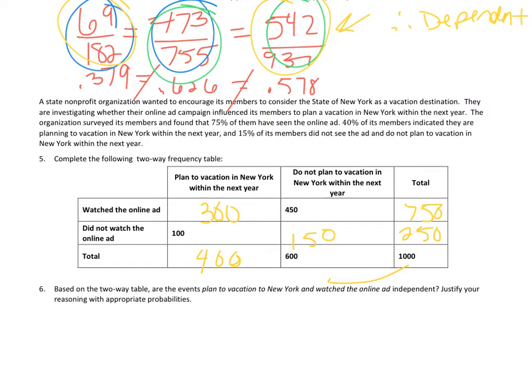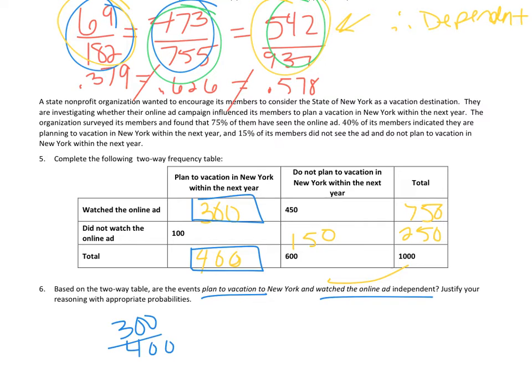Okay, so we're going to do the same thing. I'll do it horizontal. Wait, did I do it horizontally before? Let me just double check. Yeah, so let's do it vertically. So it says, based on the two-way table, does planning a vacation to New York and watching an ad online independent? So I could divide this by this, 300 divided by 400.